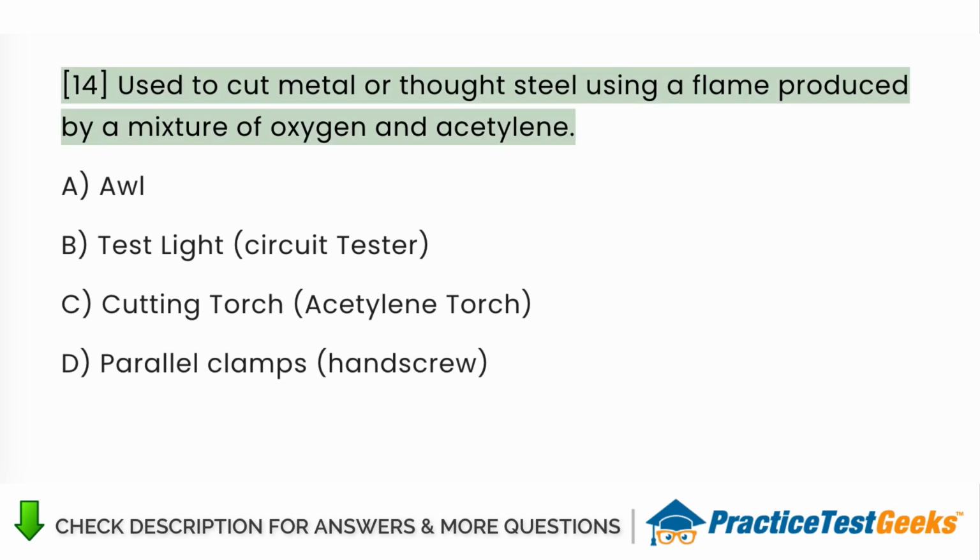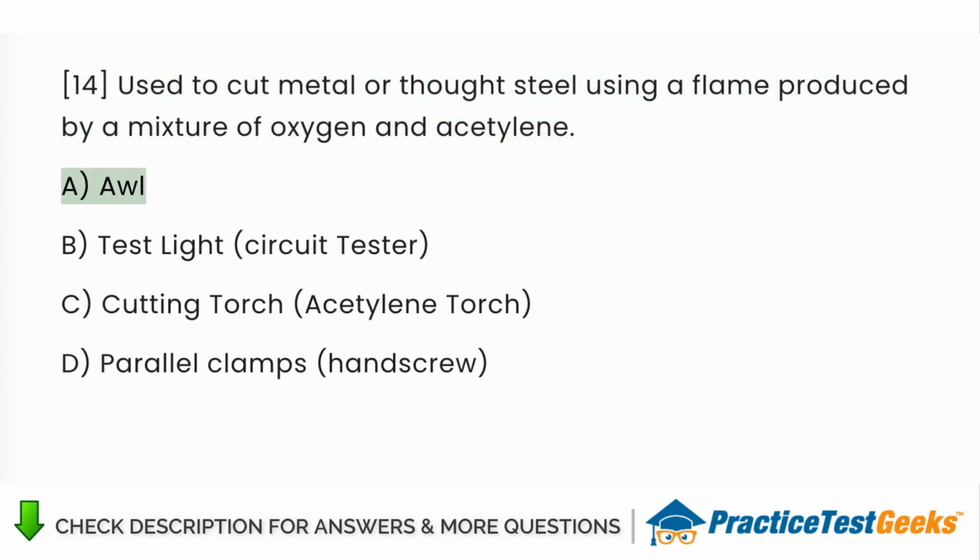Used to cut metal or taut steel using a flame produced by a mixture of oxygen and acetylene. A. All. B. Test light. C. Cutting torch. D. Parallel clamps.